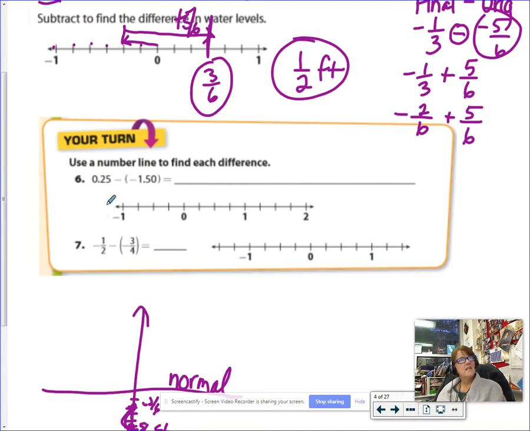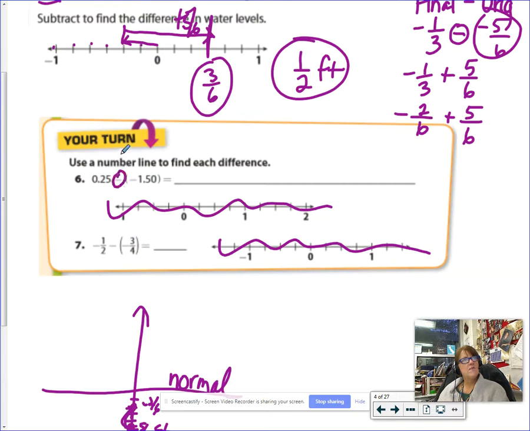All right, on these, let's not worry about the number line anymore. I just want you to start thinking about this. Subtraction means add the opposite. So this is really 25 hundredths plus 1 and 5 tenths, or 50 hundredths. When you add these together, you should get 1 3/4.